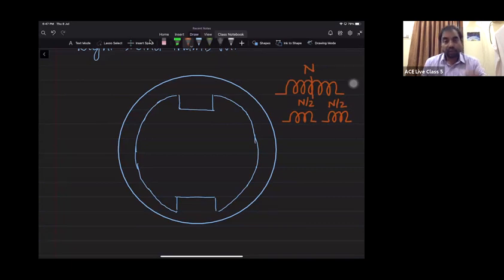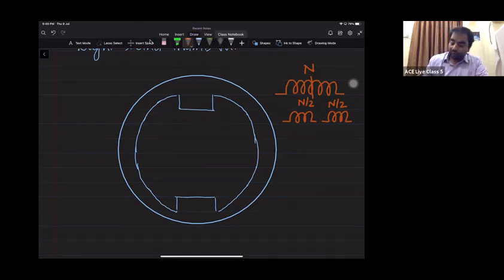Is it clear? For example, if I have four poles, how many equal parts do I need to make? Four. Then how many turns on each part? N by 4. Like that, if I have P poles, how many parts do I need to make? P parts. And how many turns per part? It is N by P. Is it clear? Confirming, raise hands.